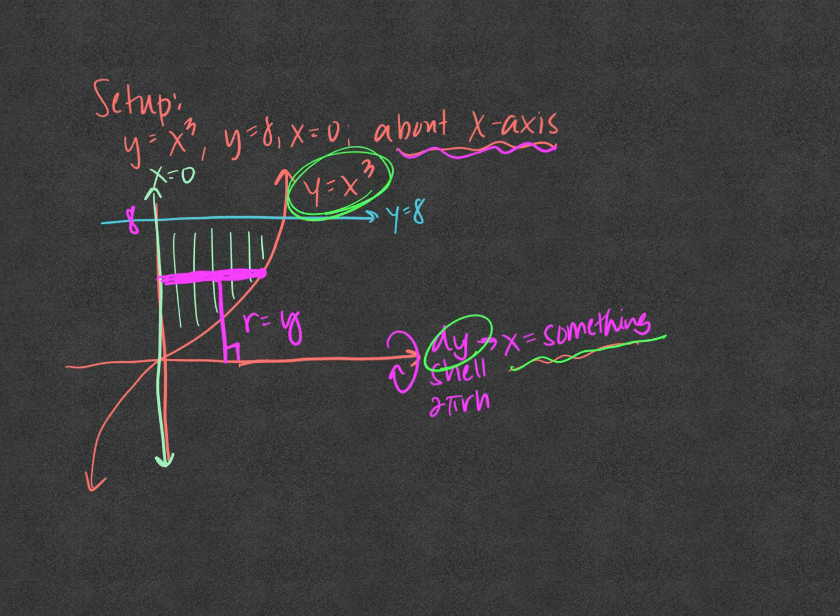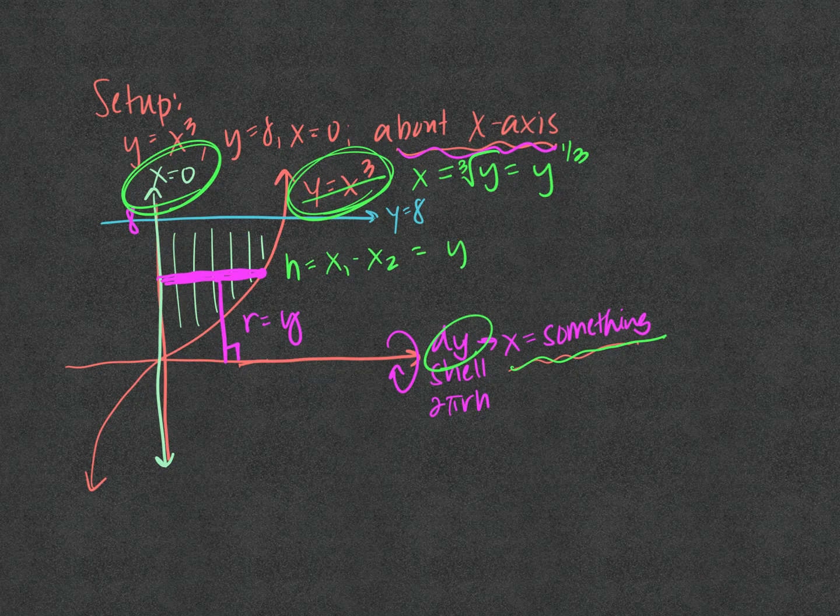So this equation right here that says y equals x to the third has to change. I need it to be x equals. Well, x equals, we're going to cube root both sides. So x equals the cube root of y. And let's call that y to the 1/3. I technically have two functions. My second function over here is x equals 0. So my height is going to be x1 minus x2. Remember right minus left. So my x1 is y to the 1/3 minus my x2 is 0. So that's y to the 1/3.